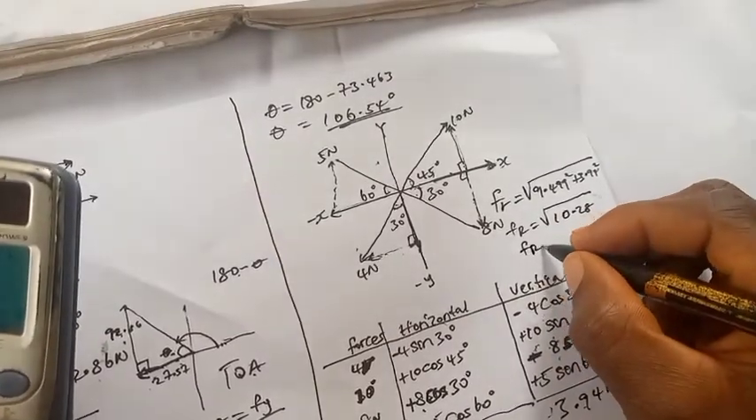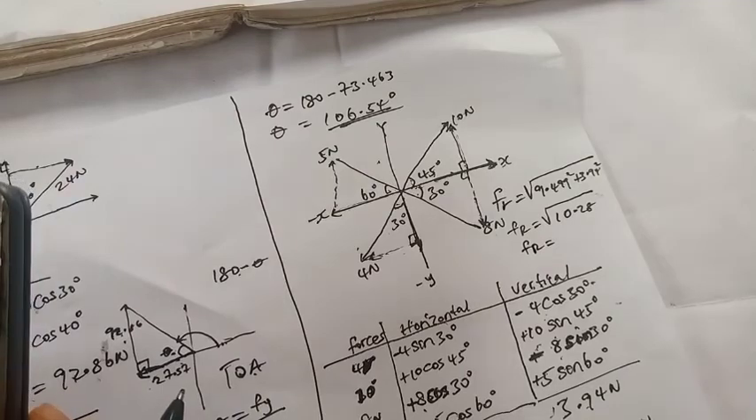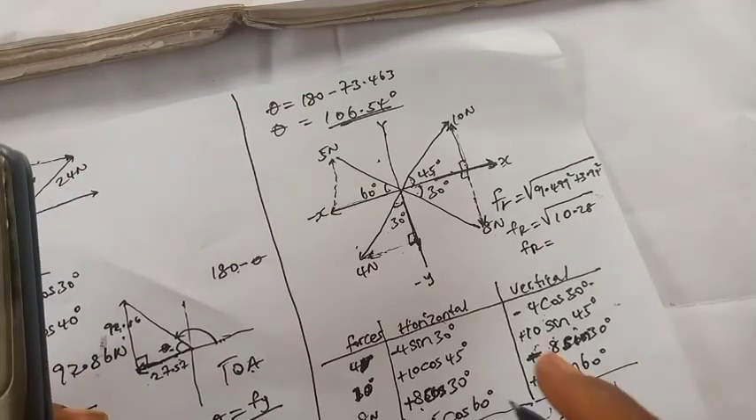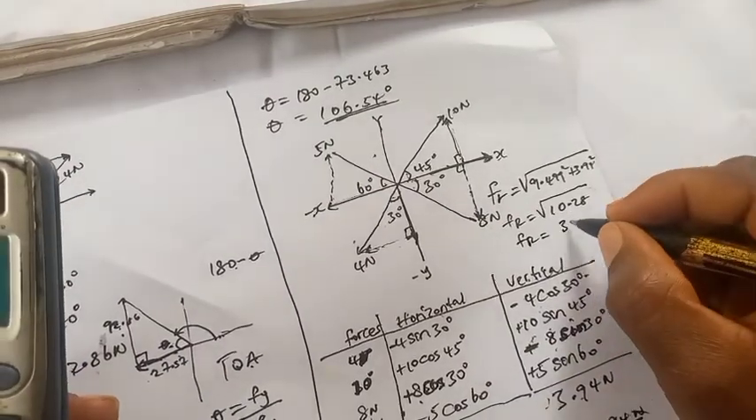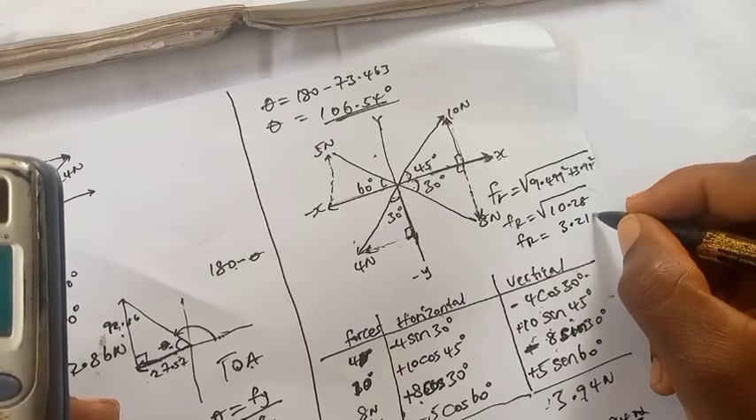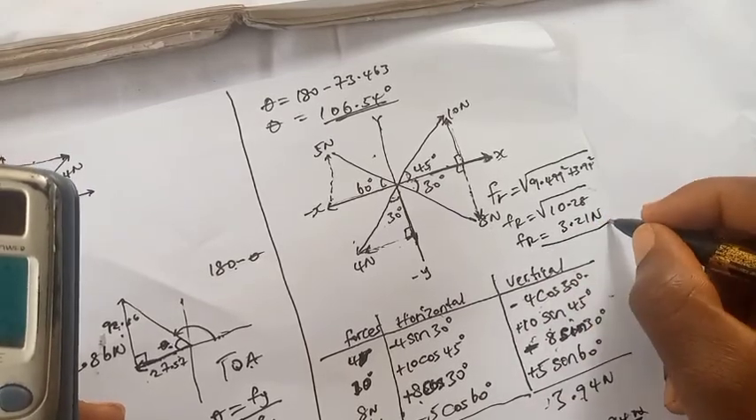So the resultant force is equal to the square root of this, which is going to give us 3.21 approximately Newtons. So this is the resultant force.